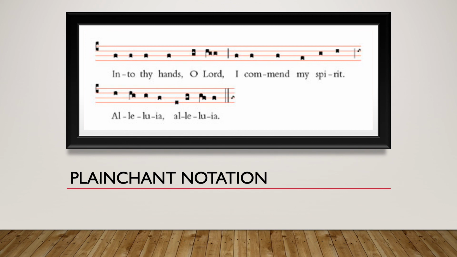So if we were to figure out how to sing this chant, Into thy hands, O Lord, I commend my spirit, Alleluia, Alleluia, we first need to find where the do is and where the fa is. Do is the top line, so we can see that fa is the second line from the bottom. So now we know that bottom space to the second line is a half step, and the top space to the top line is also a half step.